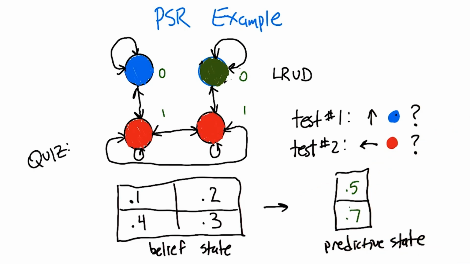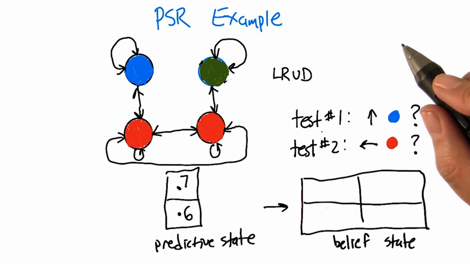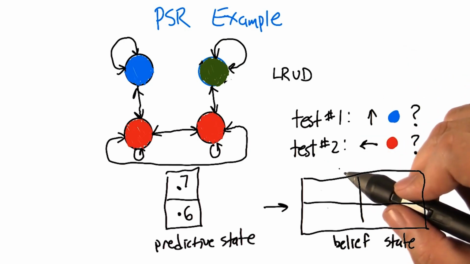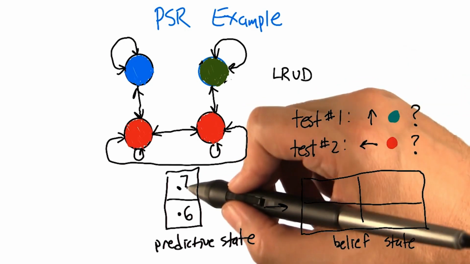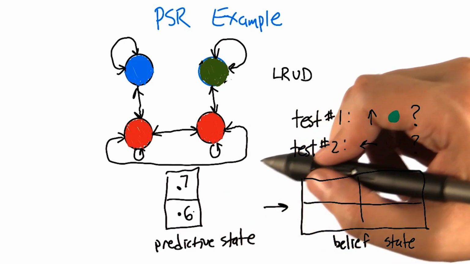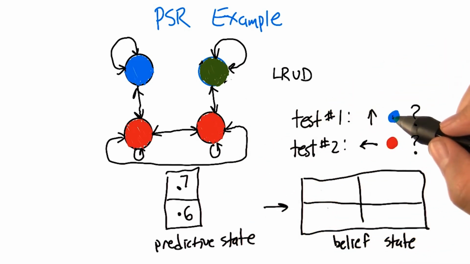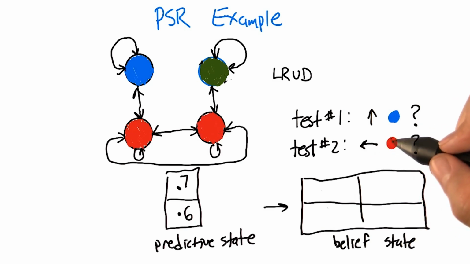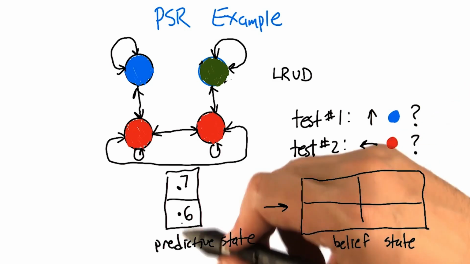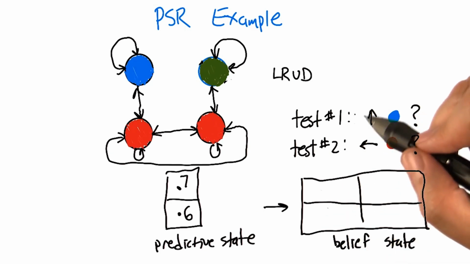So I just noticed something while I wasn't listening to what you were saying, which is that I can go from belief state to predictive state, but I can't go from predictive state to belief state. So why don't you say what you said again? Let's look at the problem the other way around. Let's say I know the predictive state is 0.7, 0.6. So we know if we were to go up, the probability we'd see blue is 0.7. If we were to go left, the probability we would see red is 0.6. Can we figure out the belief state using that information?